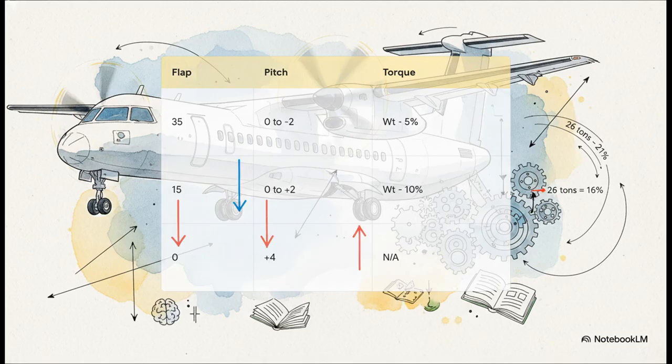Okay, for pitch, if you're at flaps 35, your pitch is 0 to -2 degrees. If you flip to flaps 15, your pitch actually flips to 0 to +2 degrees. And flapless, it's +4 degrees.